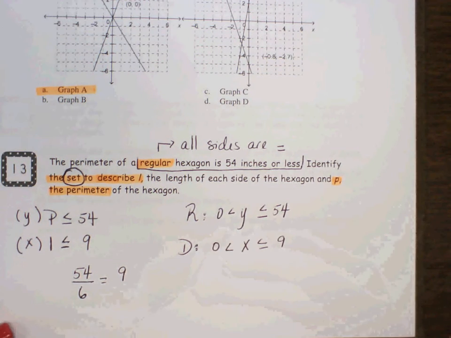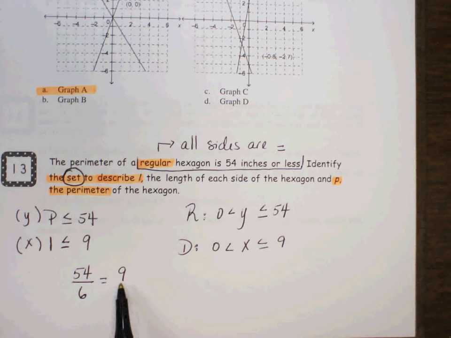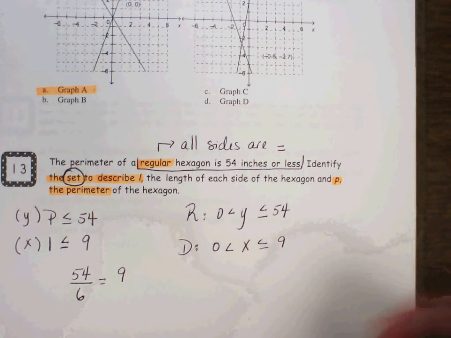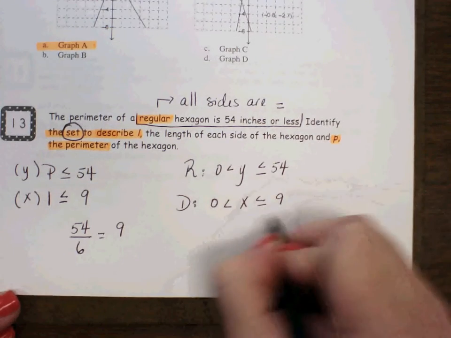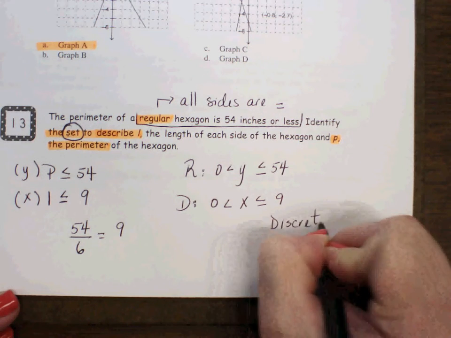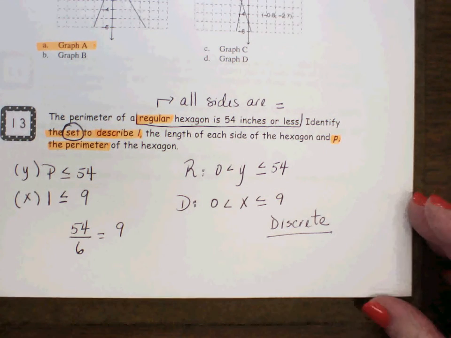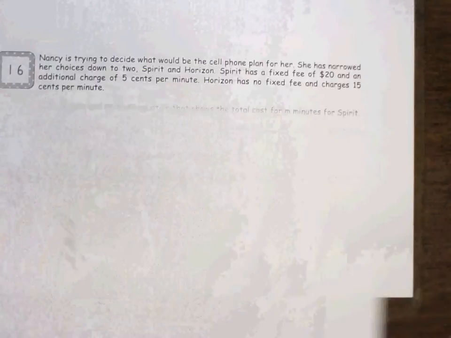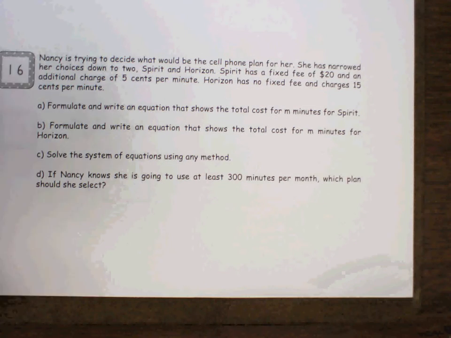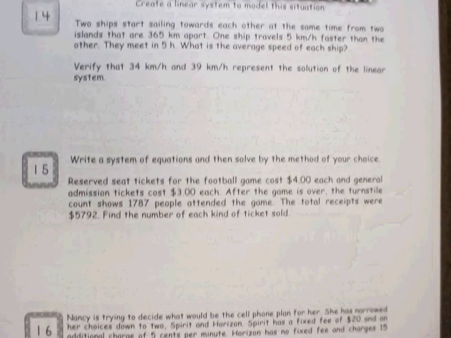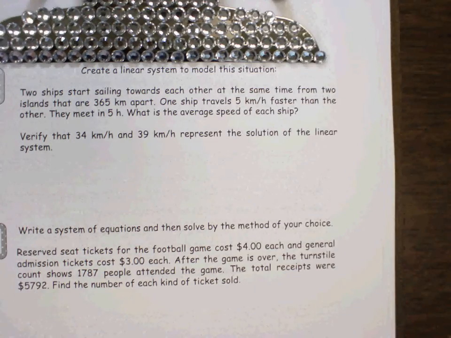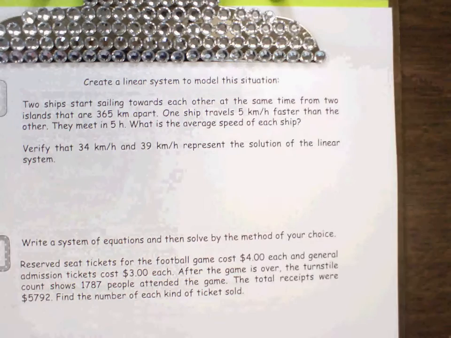Now the domain would be x, and we already know that it's less than or equal to 9, but it has to be greater than 0 because you cannot have a length of 0. Now this data would be discrete because not all numbers divided by 6 will be equal to 54. So let me go ahead and write that down. That's discrete data. Even though it's not asking you, let's go ahead and write it. All right, ready for the next one? Number 14.